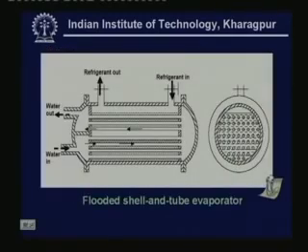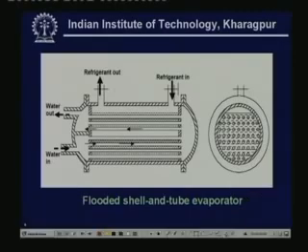So this picture shows the flooded type shell and tube evaporator. As I have already told, in this case refrigerant is on the shell side, whereas the water flows through the tube side. Again, this is a two-pass arrangement as far as water is concerned, because water flows through the tubes like this, takes a U-turn and again flows back in this direction. So that means the water crosses the refrigerant path twice. So you call this a two-pass arrangement. You can see that this is the liquid refrigerant level.